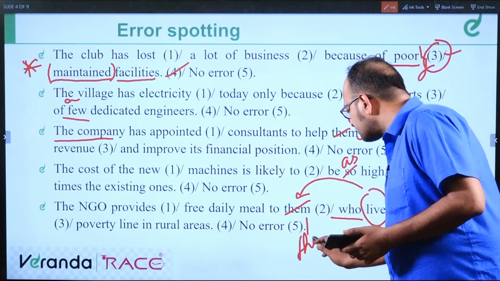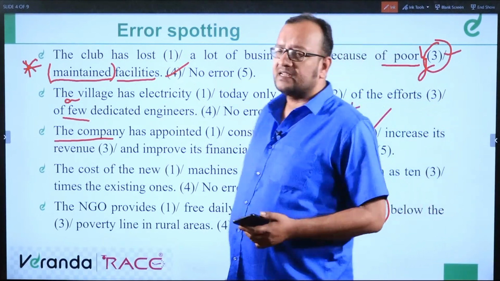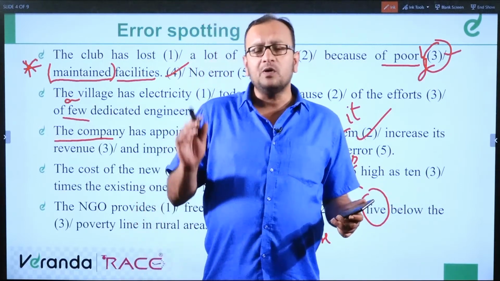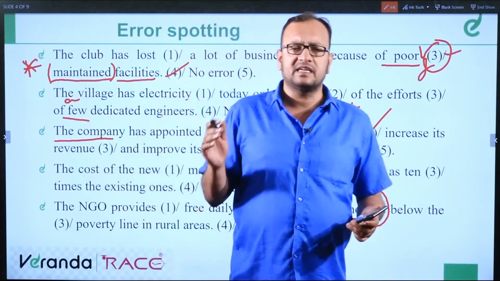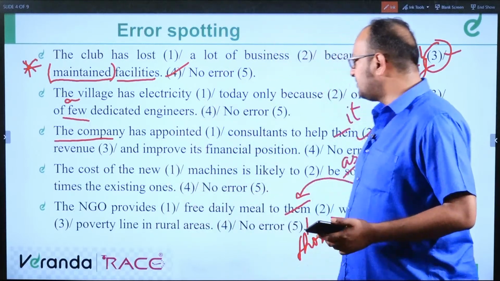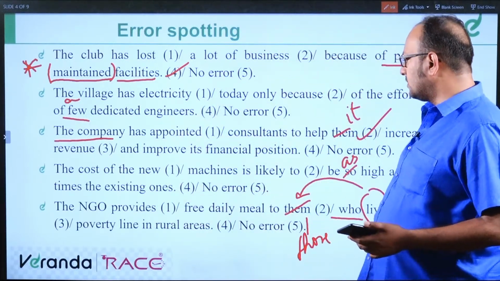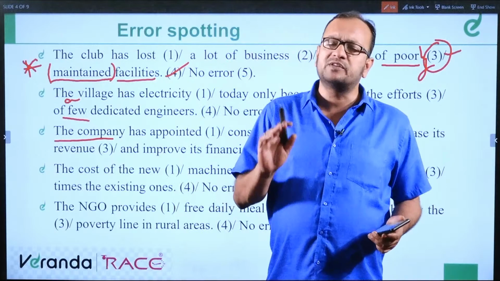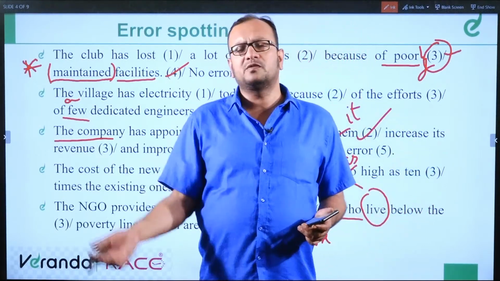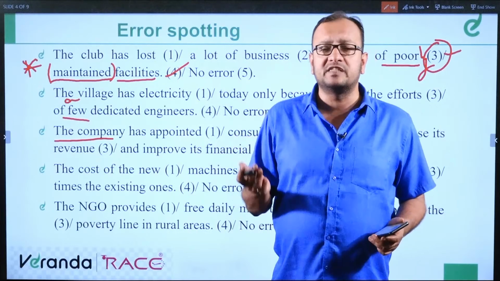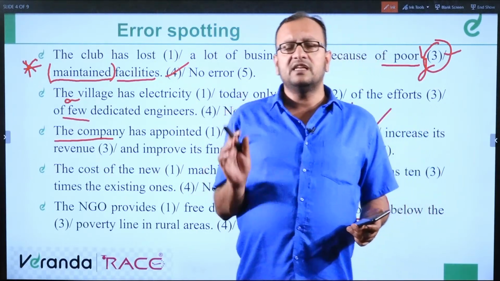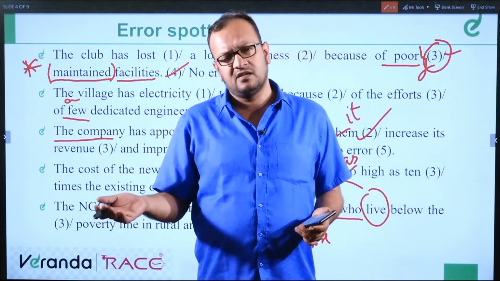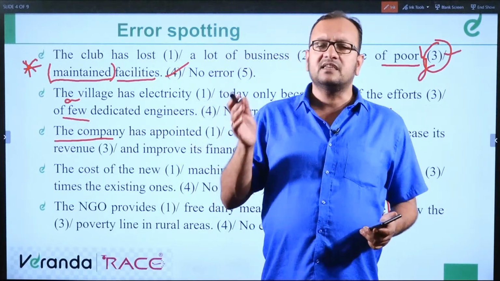I'll tell you why. You must have heard this axiom that God helps those who help their fellow men. Based on the same statement, we can say the NGO provides free daily meal to those who live below the poverty line in rural areas. So why not them? See, them is an objective case pronoun, so it cannot be followed by a relative pronoun who, which is a subjective case relative pronoun. So it should be those, which is a demonstrative pronoun. So we help those who help themselves. We respect those who respect us. This is a correct statement.